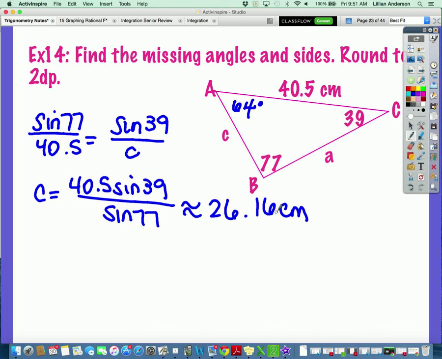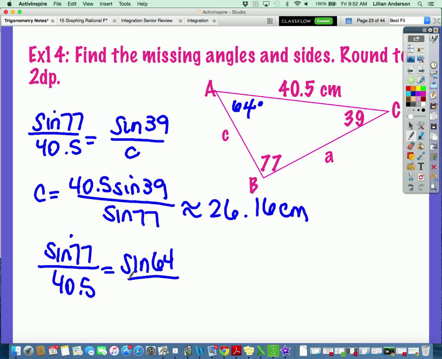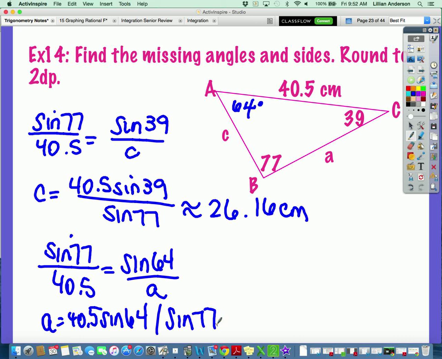And then how do we set up to find side A? Sine 77 over 40.5 equals sine of 64 over A. So for A, you should have gotten 40.5 sine of 64 divided by the sine of 77, yes? To two decimal places, that's about what? 37.36. Yes? Good stuff. Questions?